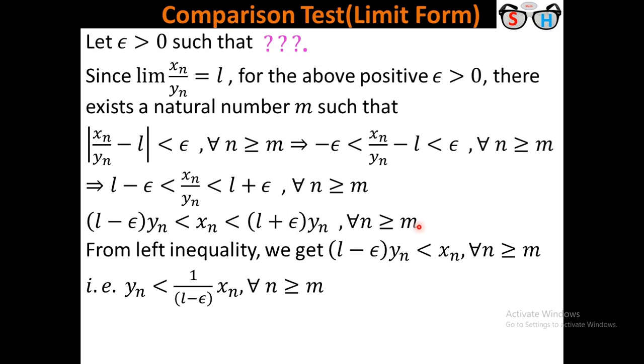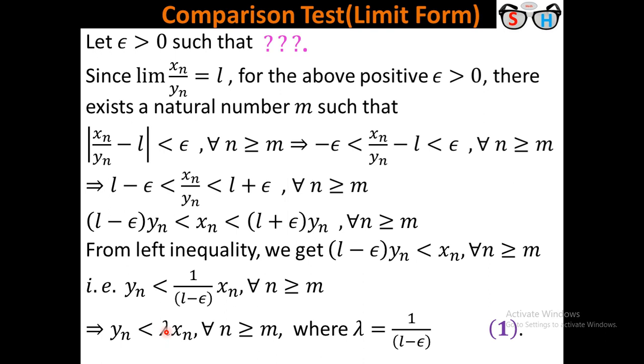You can take L minus epsilon negative also, but there you cannot use the comparison test, because I use the comparison test later. For that purpose also we take L minus epsilon as positive. So yn is less than some constant times xn, and we treat that constant as lambda. Here lambda is 1 by L minus epsilon. We choose epsilon such that L minus epsilon is positive. As a result, lambda is a positive quantity.